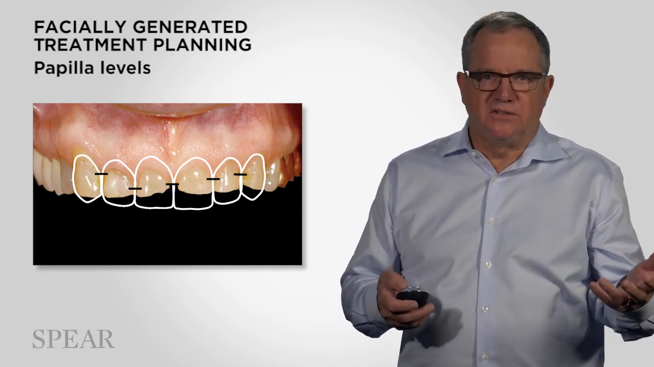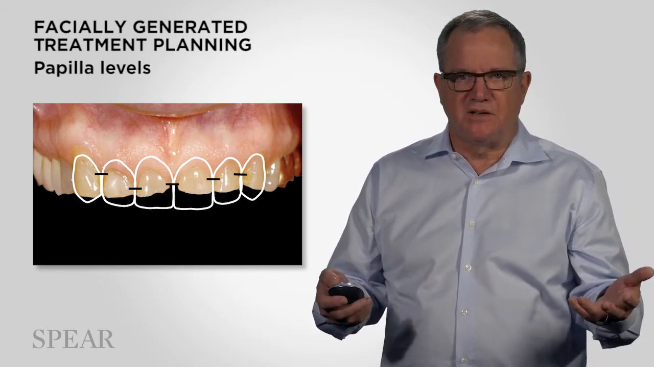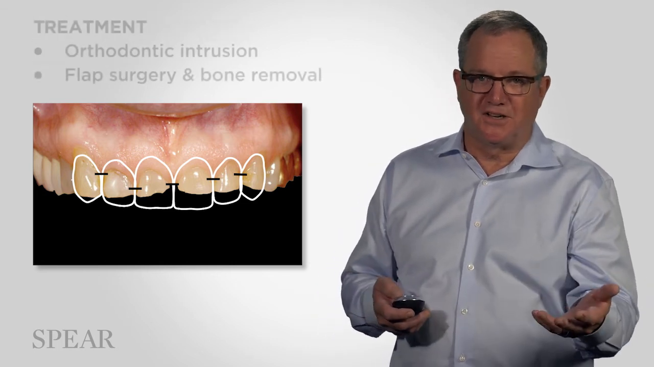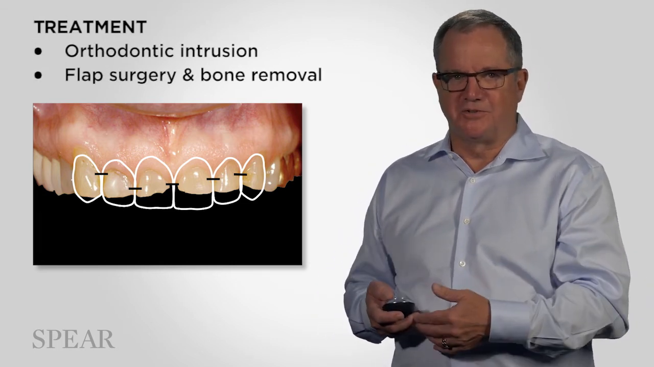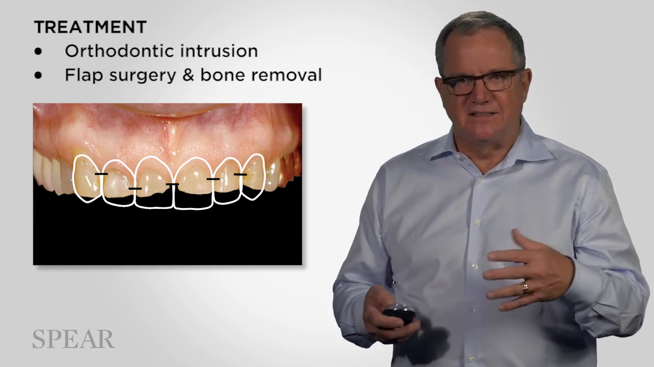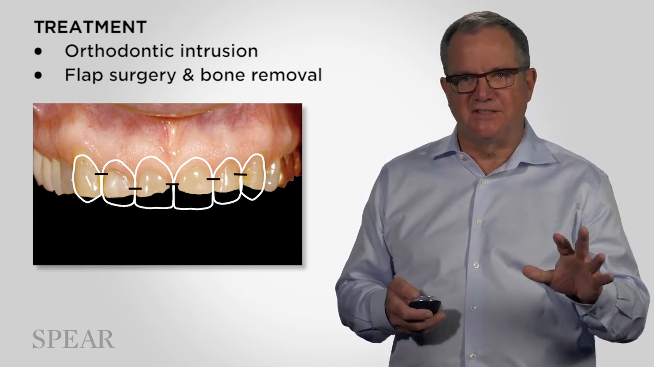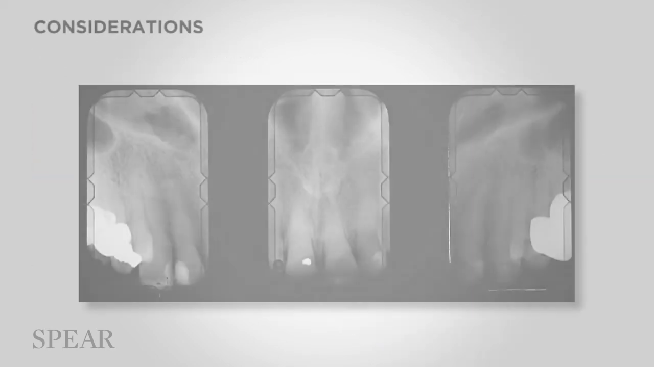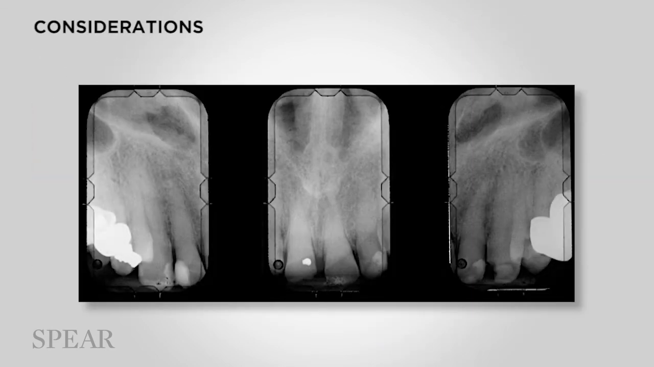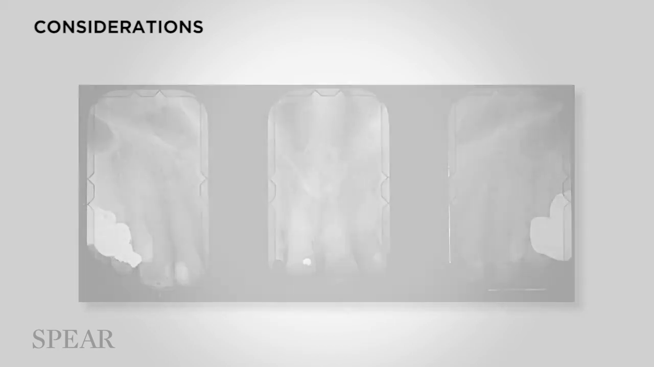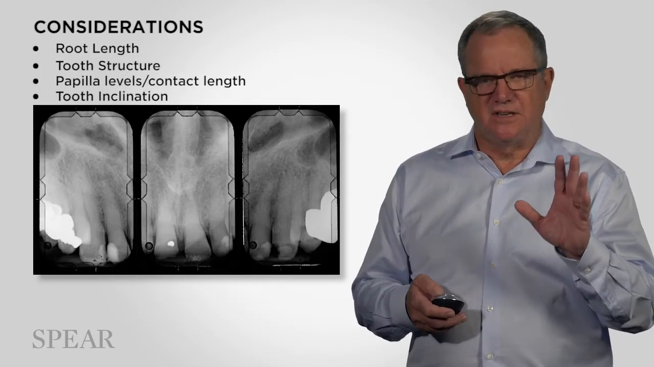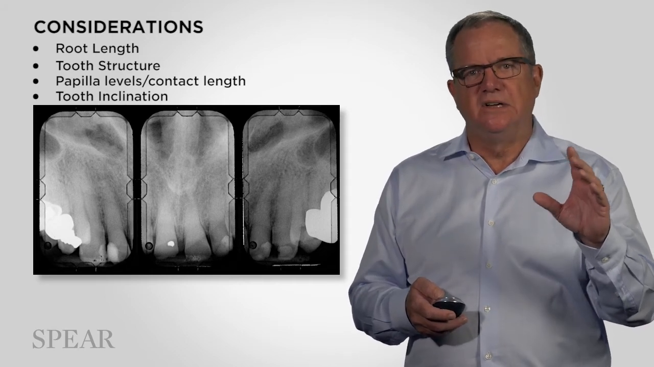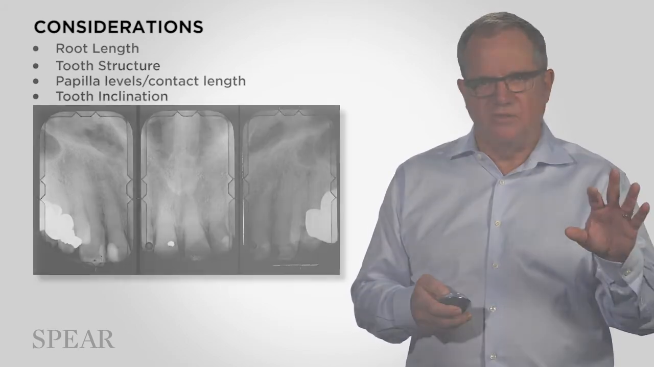Now, ultimately, we can do it with our same options. We're either going to do it with orthodontic intrusion, or we're going to do it with flap surgery and bone removal. So that part's not going to change. We're still down to those same options. So let's go through our considerations. You look at the radiographs, and that radiograph in the center of his centrals looks a bit foreshortened, but if you look at the others, he has very nice root length. So if you want to crown lengthen, no problem.